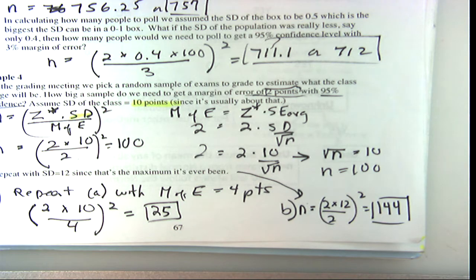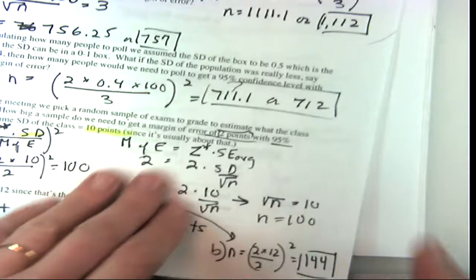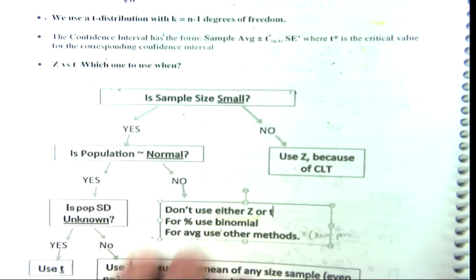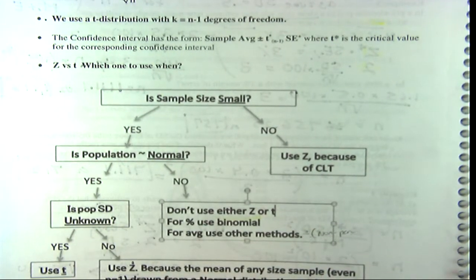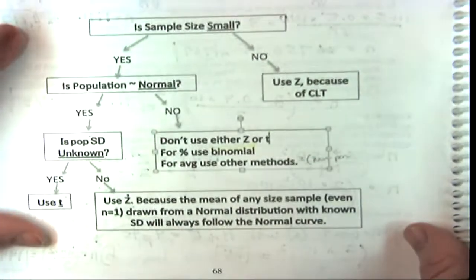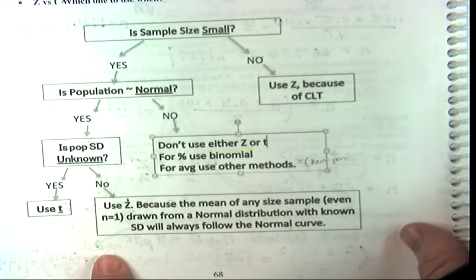So now significance tests. All right, so significance tests are super important. And of course, this summary is important, so always read it. Always read these summaries. And here's a chart. If you're not sure whether to use Z or T, this might help you.